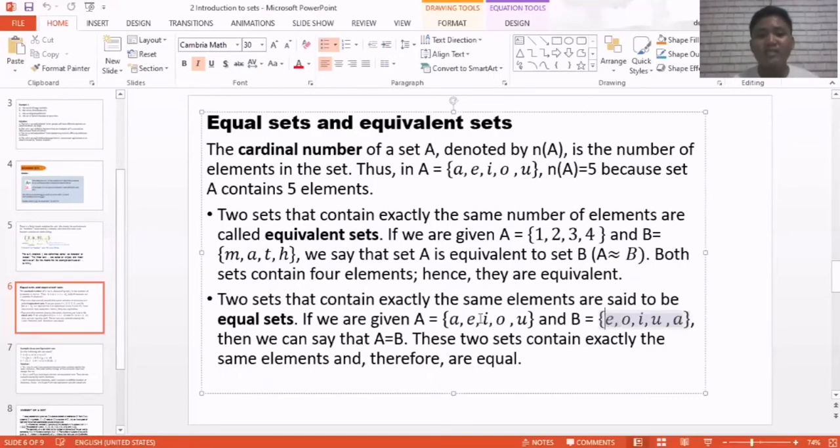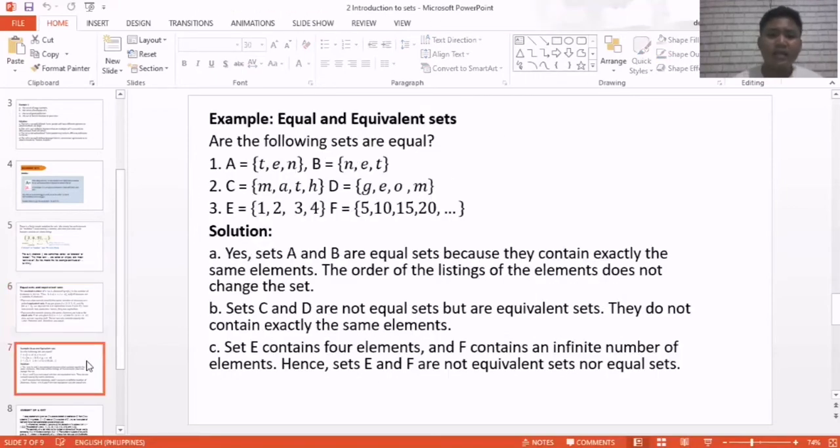So, then we can say that A is an equal set for B. So, A equal niya si B. Thus, these two sets contain exactly the same elements and therefore are equal. Now, we're going to identify if these given sets are equal and equivalent sets. Are the following sets equal? For number 1, for set A, we have the elements T, E, N. For set B, we have N, E, and T.